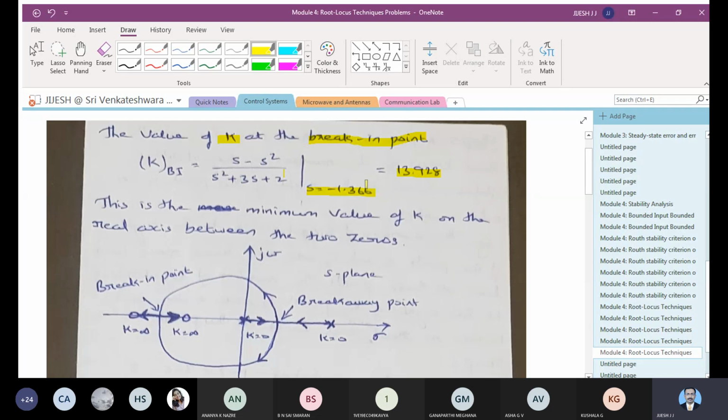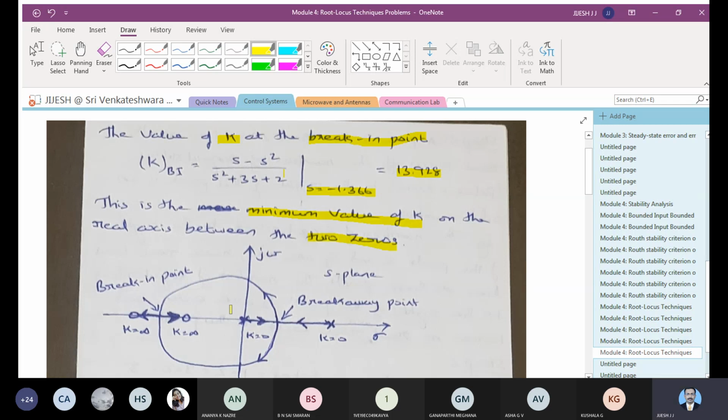So I want to just take you through the break-in point as well as the breakaway point, and we have found the value of K at the breakaway point as well as the value of K at the break-in point. So in the break-in point, it is 13.928. So this is the maximum value of K on the real axis between the two zeros.